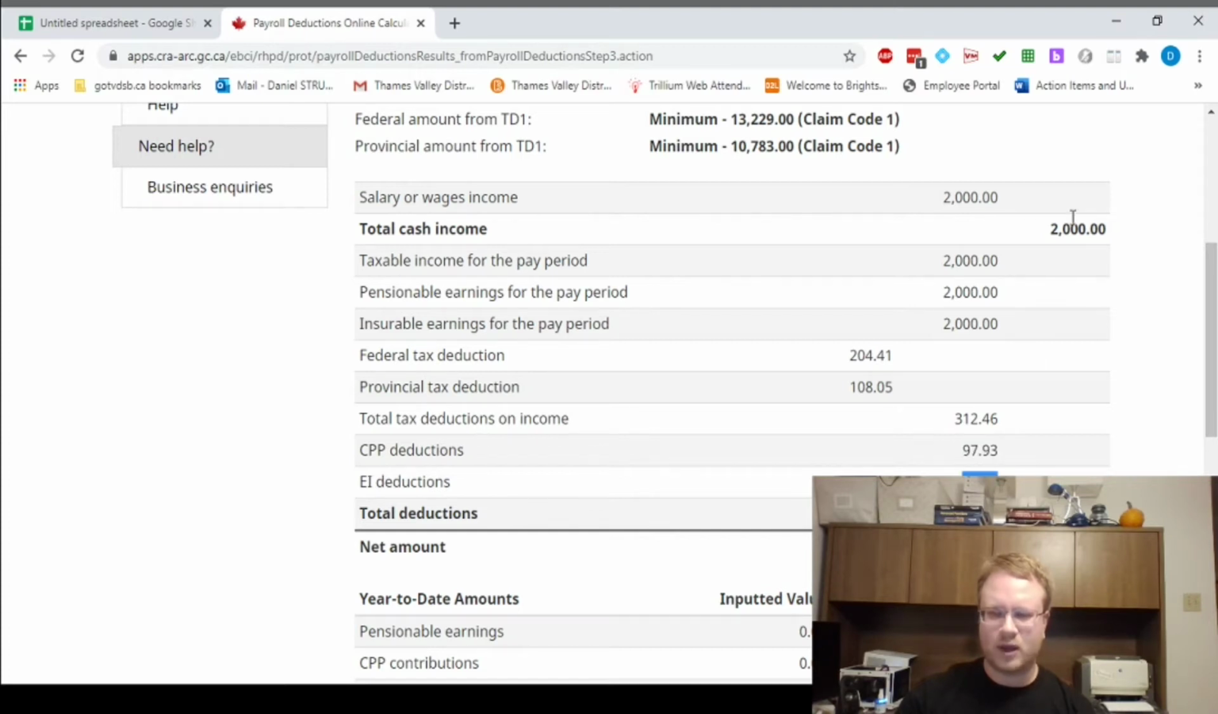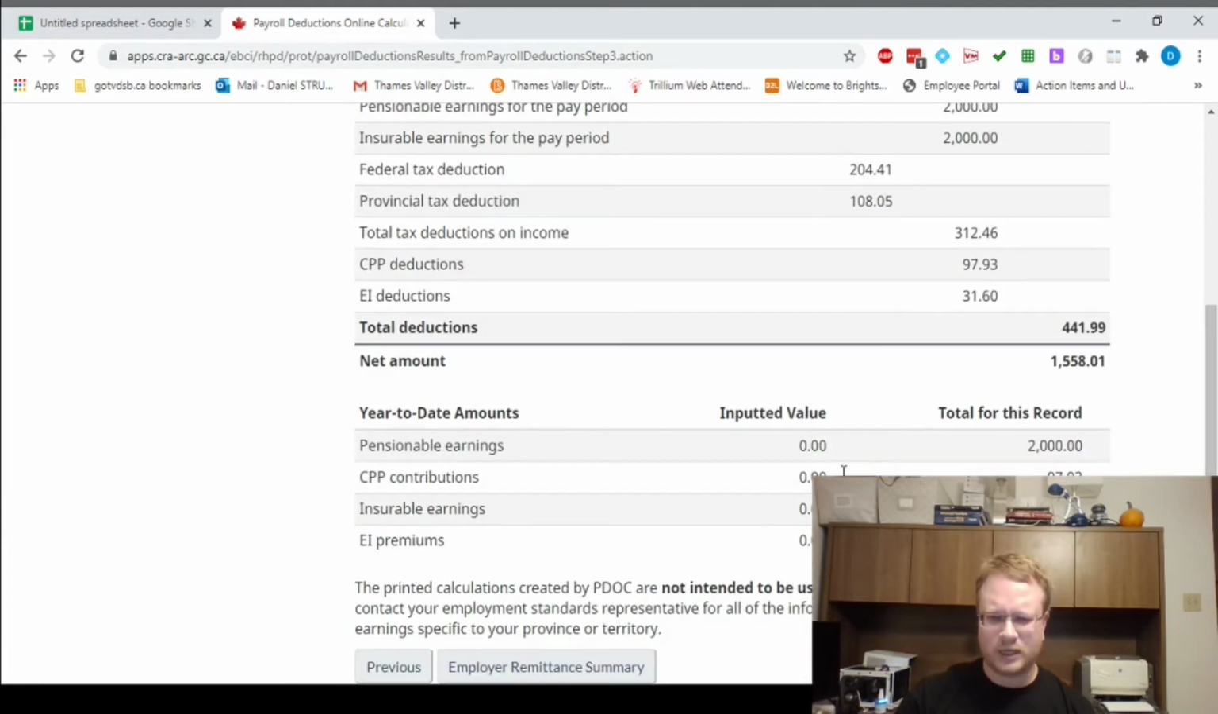and our employment insurance deductions are right here, $31.60. So out of our $2,000, we have to pay $441.99 to the government to support these programs, and this is our take-home pay right here, $1558.01. And the rest we don't really need to worry about.